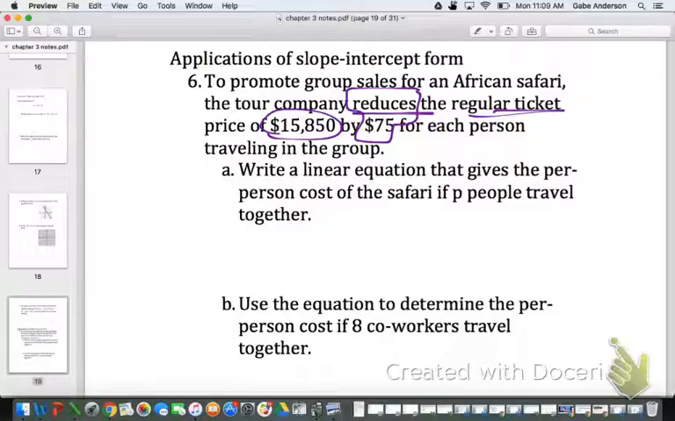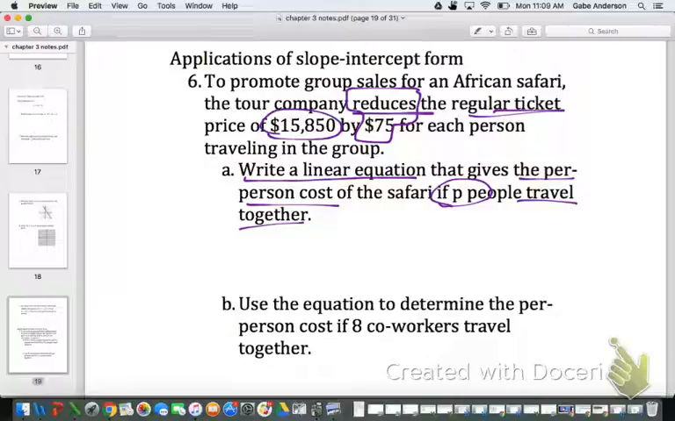750. Yeah, 75 times 10, which is 750. The truth is, when we swing around to question A, it says, write a linear equation that gives the per person cost if P people travel together. So how big is our group? Is it 2 or 10? We don't know. What is it? P, right? So there's P people traveling in our group. It could be 2, it could be 10. We have no idea. We know that that's our group size.